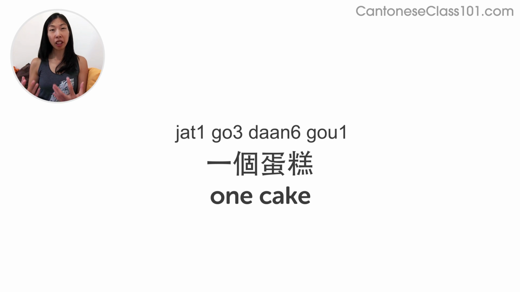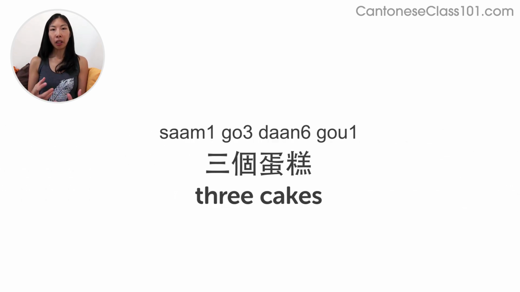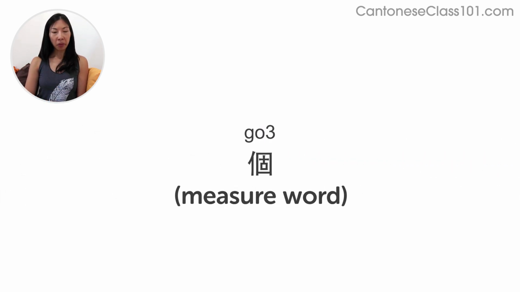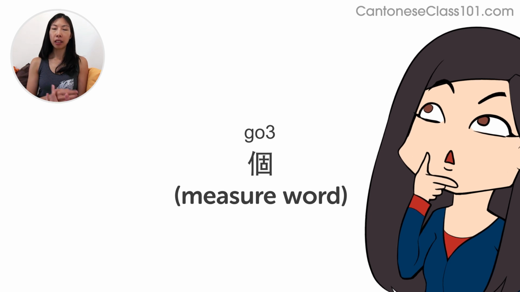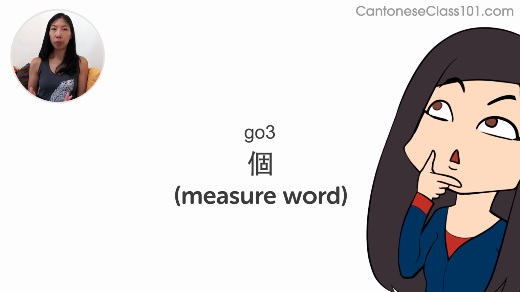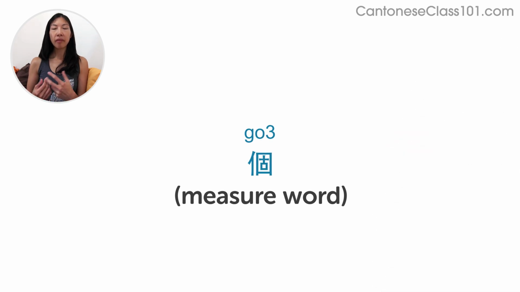Note that we cannot say it without the measure words. 一蛋糕, it doesn't make sense. Following the same steps, 3 cakes in Cantonese is 三個蛋糕. There are many measure words, but the most common measure word by far is 個. If you find yourself in a situation where you can't remember the exact measure word, you can simply use 個, and no one will think twice.